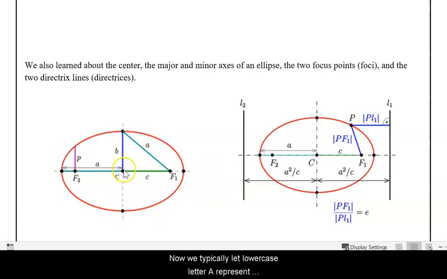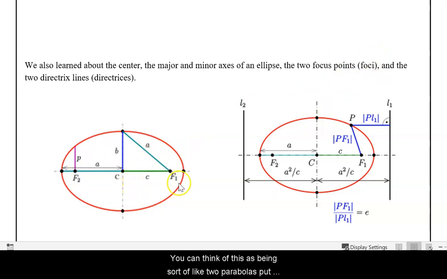Now, we typically let lowercase letter a represent half the length of the major axis. So a is always longer than b for an ellipse. b is half the length of the minor axis. c is the distance from the center to the focal points. There are two focal points in an ellipse. The plural of that is foci. There are also two directrix lines.